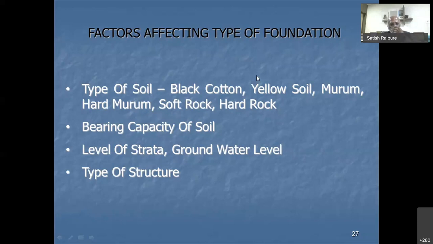Most of the time we find that if the bearing capacity is 20 tons per square meter at a depth of 3 meters, and just by excavating 1 meter more we get a bearing capacity of 40 tons per square meter, then it's always preferable to go 1 meter deeper, because the excavation will not cost you much money. But the difference between the bearing capacity of 20 and 40 is almost double, and you will save at least 50% of the cost of the foundation.